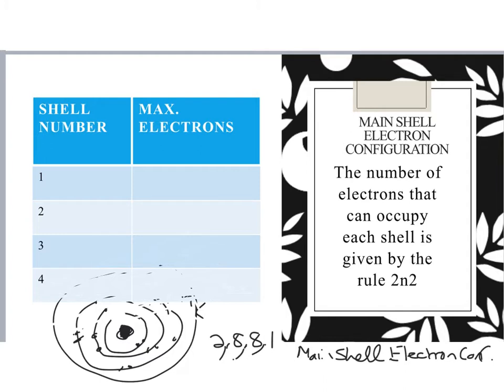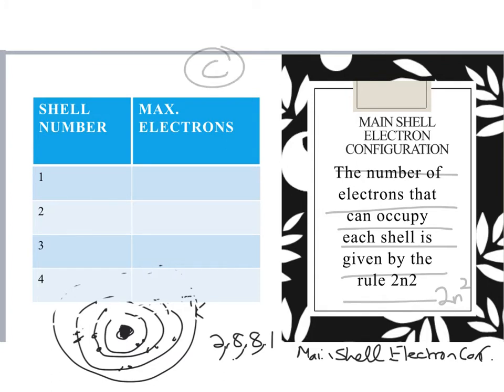So we've got shell number here, and we can go by this rule that the number of electrons each shell can occupy is given by the rule 2n squared. It says 2n2 there, it should be 2n squared. Again, you don't need to copy this yet. So what does that mean? Shell number 1, the maximum number of electrons is 2 times 1 squared, which is 2. Shell number 2, 2 times 2 squared, which is 8. Shell number 3, 2 times 3 squared, 3 squared is 9, so that's 18. And shell number 4, 2 times 4 squared is 16, so that's 32.